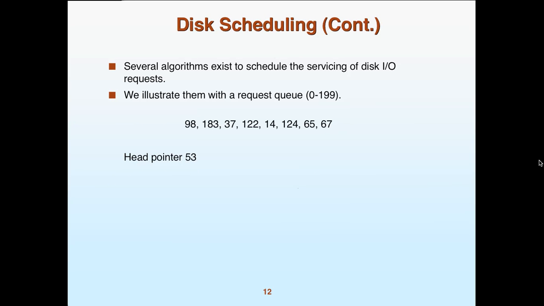So now what I'm going to do is compare and contrast a couple of different algorithms. And this is with the operating system. If you're building an operating system, you have to consider this, because a really bad design is going to wear out the hardware because it's going to make the arm move unnecessarily. Several different algorithms exist to schedule the servicing of the disk I/O requests. We're going to illustrate them with the request queue.